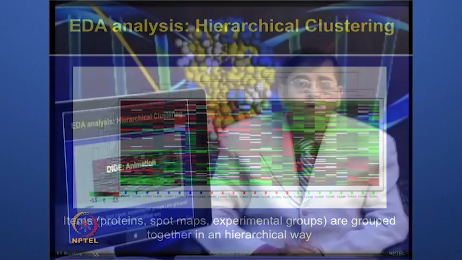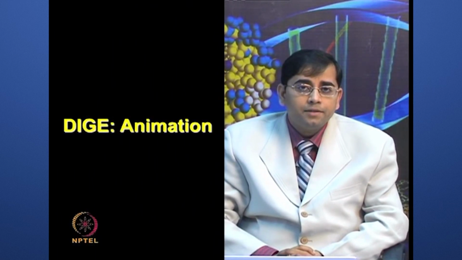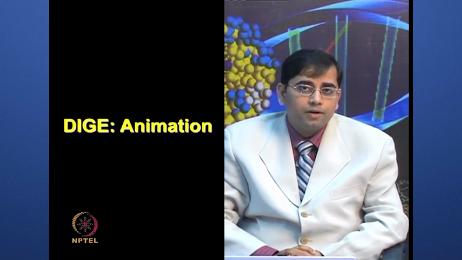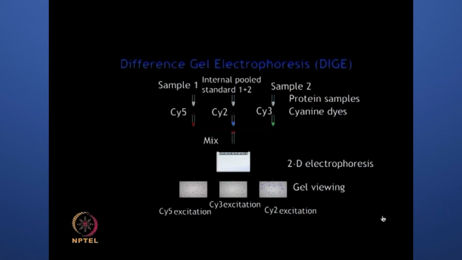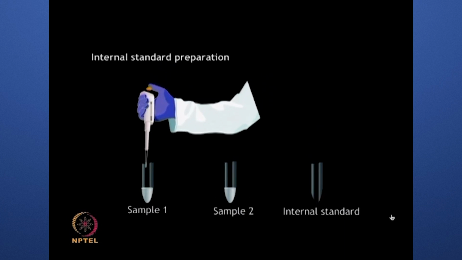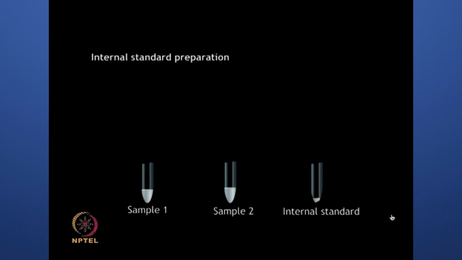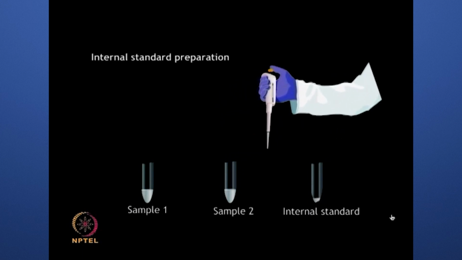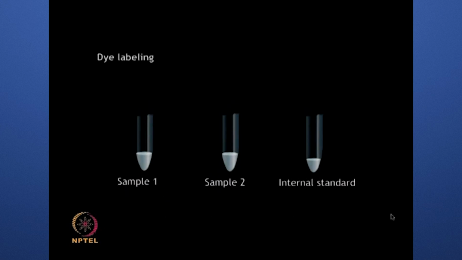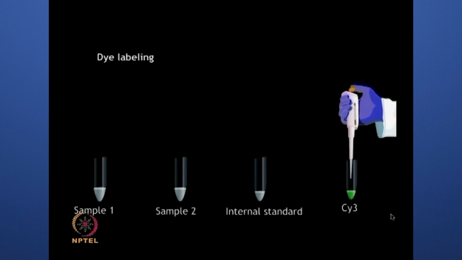So, now I will describe to you the animation process, how to perform a DIGE experiment, and you will be able to recall different concepts which we have discussed so far. Difference gel electrophoresis, DIGE. The pooled internal standard for DIGE is prepared by mixing equal amounts of all the samples that are being run in a given experiment. The internal standard prevents the problem of gel to gel variations.